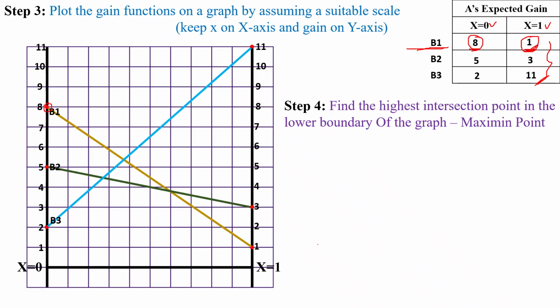The next step is to find the highest intersection point on the lower boundary of the graph. The lower boundary is the region below the lines, which we call the lower boundary.